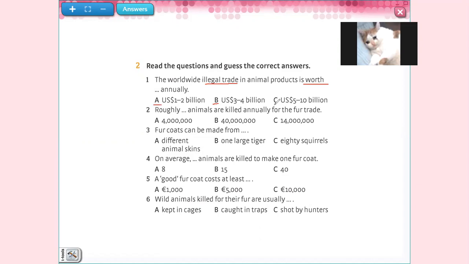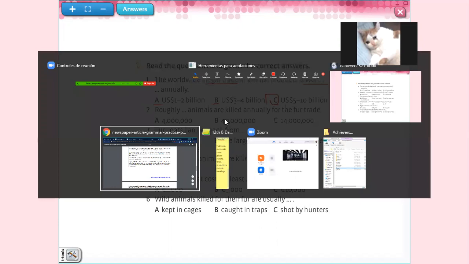Yep. That's the one. So it's not only fur they sell, it says it includes other things, like, for example, something that they didn't mention.